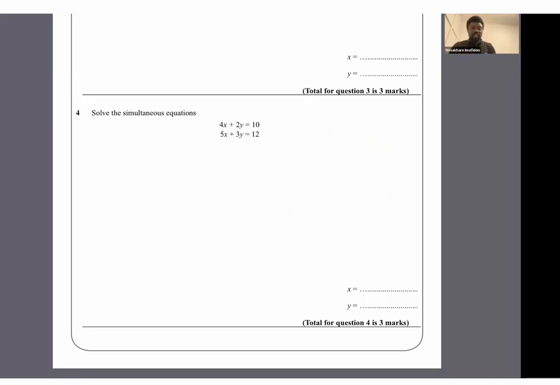So this question here, we have 4x plus 2y equal to 10, and 5x plus 3y equal to 12. We are told to find the values of x and y which will fit into the two equations as it stands. There are so many methods of solving simultaneous equations. We have the substitution, the elimination, the graphical, the matrix method, and Cramer's rule. The list is endless.